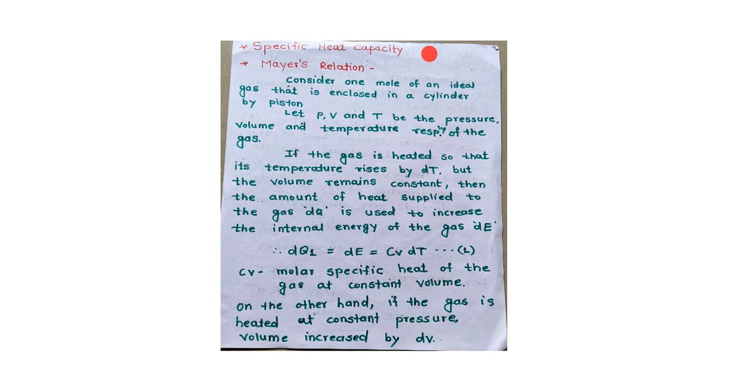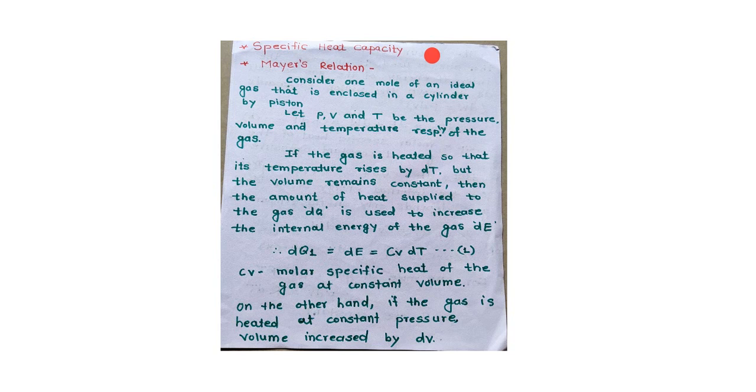So what is the Cv? Cv means specific heat at constant volume. The quantity of heat required to raise the temperature of a unit mass of gas through 1 Kelvin or 1 degree Celsius at constant volume is called the specific heat at constant volume. And Cp is the specific heat at constant pressure. So what is the specific heat at constant pressure? The quantity of heat required to raise the temperature of a unit mass of gas through 1 Kelvin or 1 degree Celsius at constant pressure is called the specific heat at constant pressure.